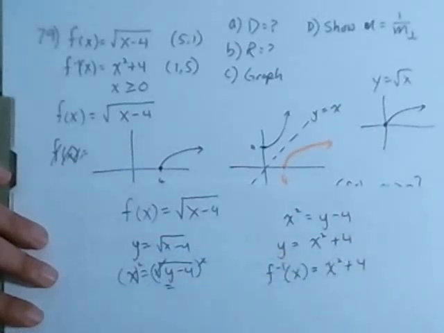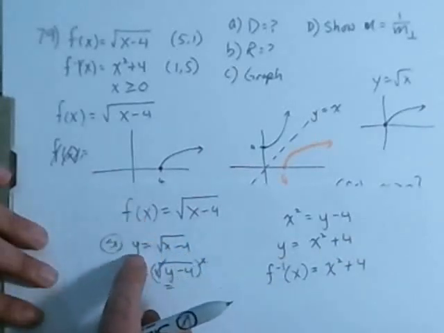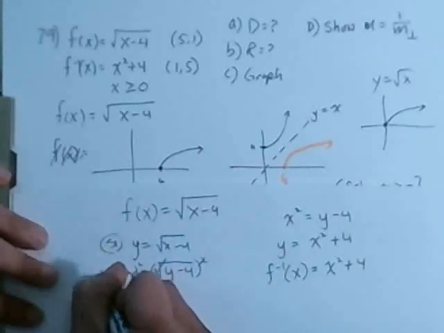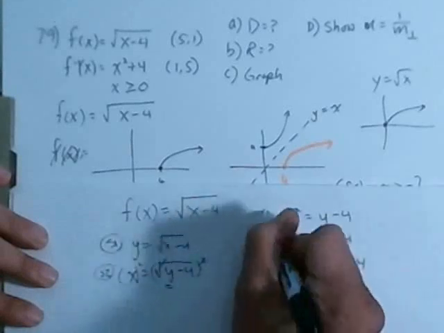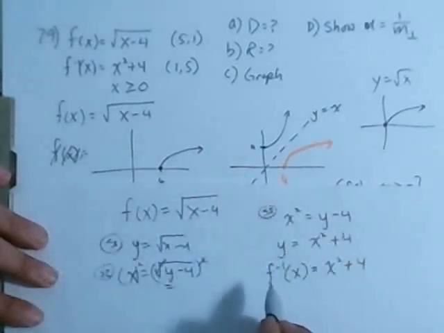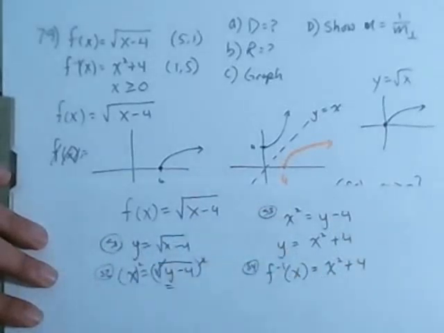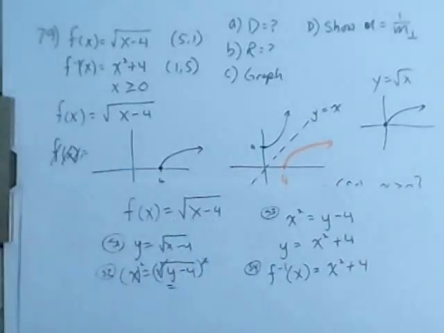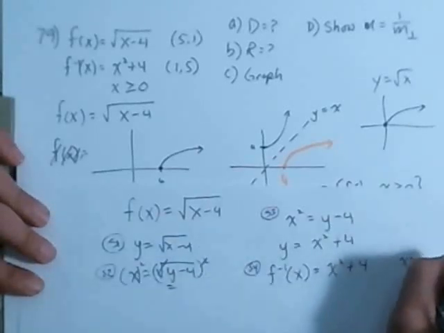Let's do this one more time. Step 1, just call it y, f of x equals y. Step 2, interchange the x and the y. Step 3, solve for your new y. Step 4, call your new y f inverse of x. And of course, there's a restriction. The x value has to be greater than or equal to 4 right there. And for that value, x has to be greater than or equal to 0.